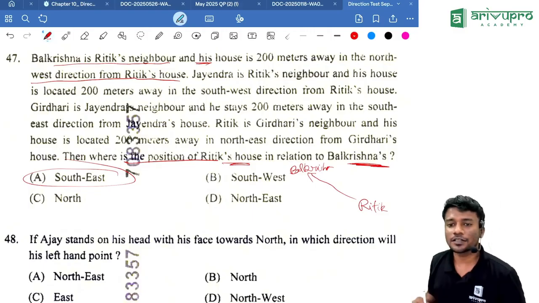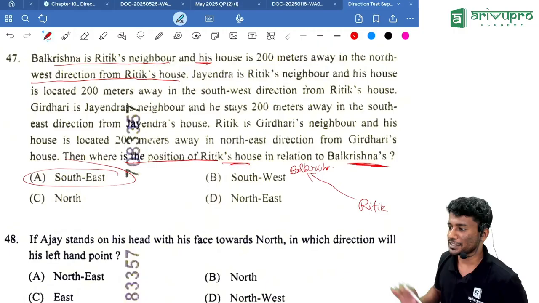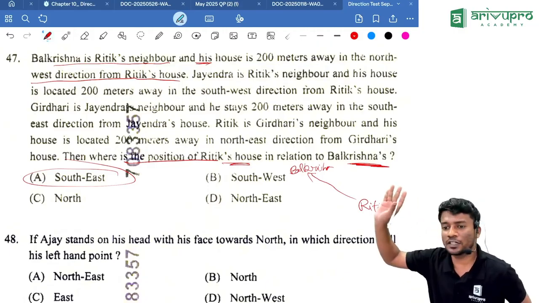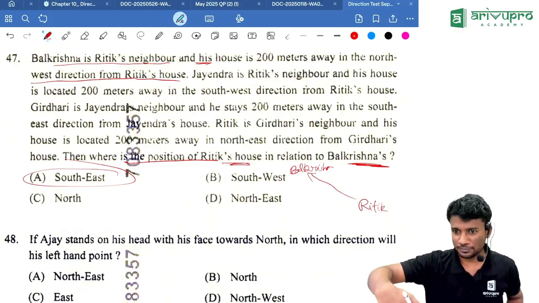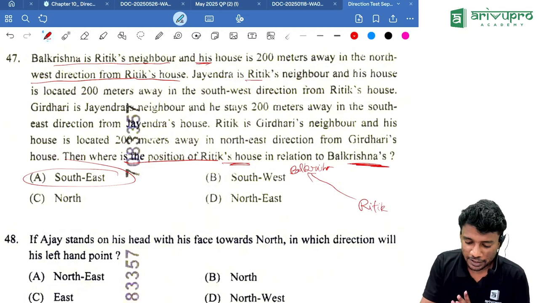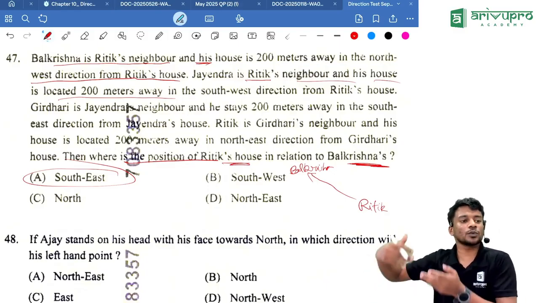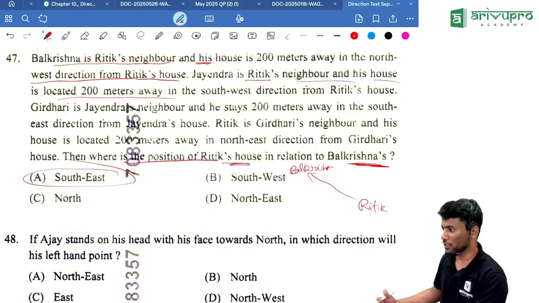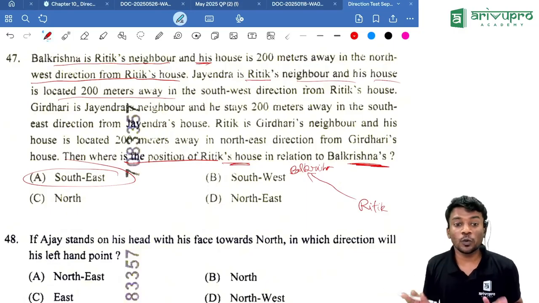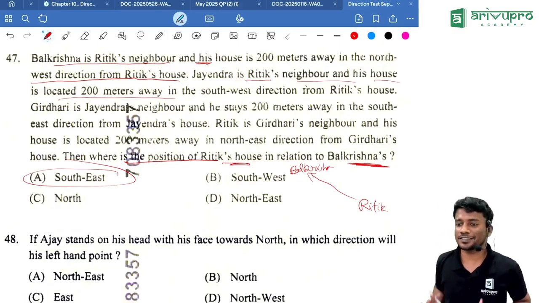Within seconds. Even though the question is big, the answer is what? A 5 or 6 second answer, just reading the first line. Now I will tell you this was a wrong question. Because if you read the rest of it, you will find again, Jayendra is Ritik's neighbor and his house is located 200 meters away in the southwest. We will not get the answer. Again, Ritik is getting repeated. In the first line itself, the answer is there.